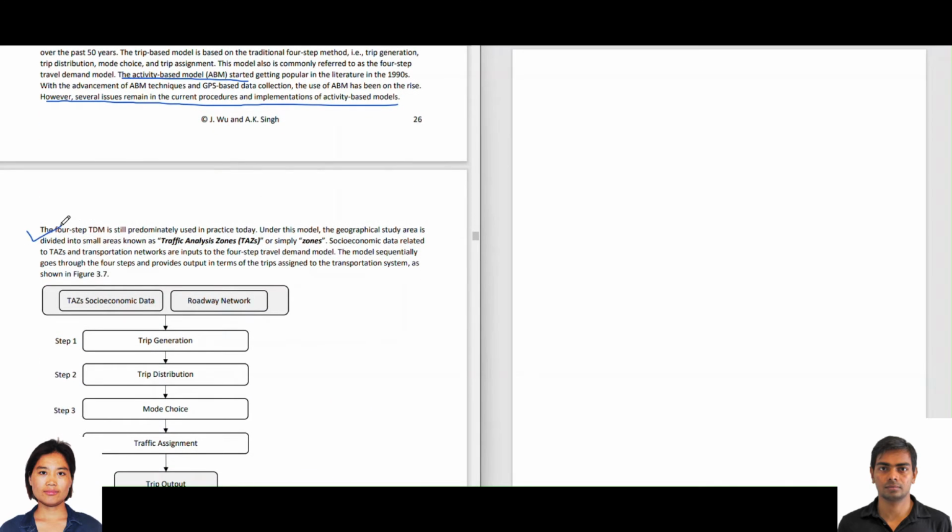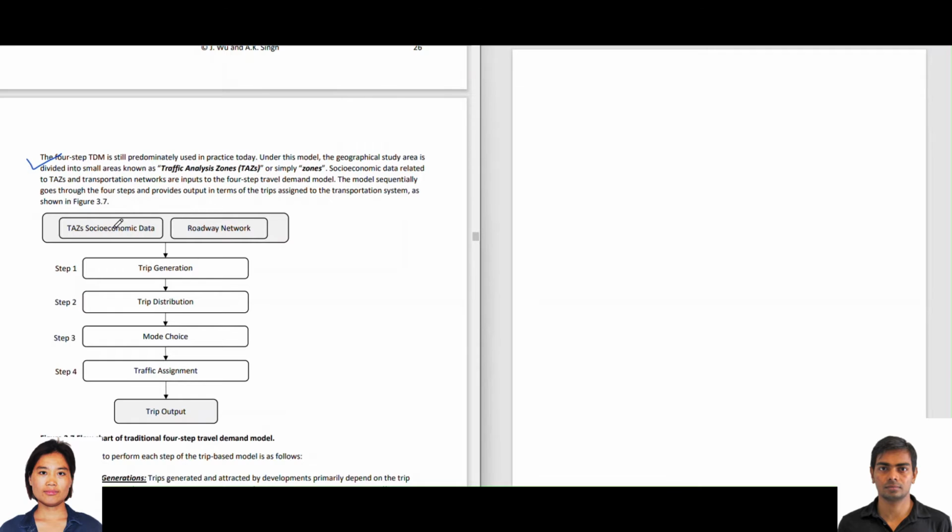So like I mentioned, trip-based travel demand models are also called four-step travel demand models that are used in practice. The input that goes into the model is the TAZs' socioeconomic data and roadway network. So the first concept to learn here is TAZs, traffic analysis zones. The geographical study areas are usually divided into small areas known as TAZs. TAZs are small regions of a city for which we assume similar or homogeneous characteristics.